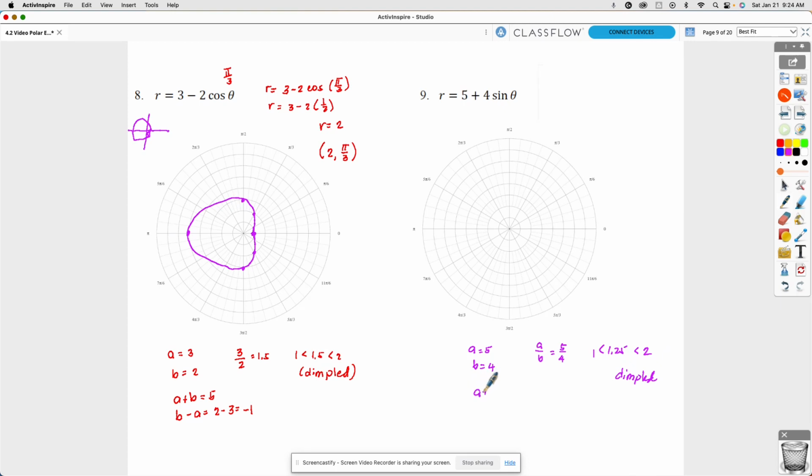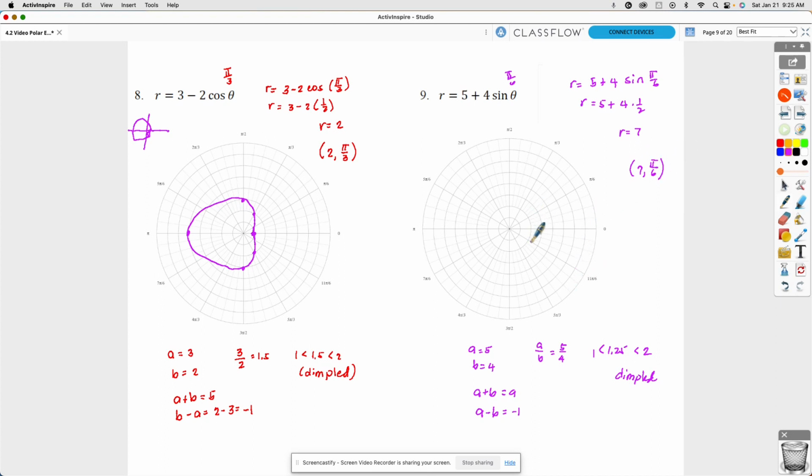A plus B is equal to 9, and A minus B is equal to negative 1. Since this is sine, we use pi over 6. So r would be equal to 5 plus 4 sine pi over 6. Sine pi over 6 is equal to 1/2, so this would be equal to 5 plus 2. R is equal to 7. So you have the point 7 and pi over 6.